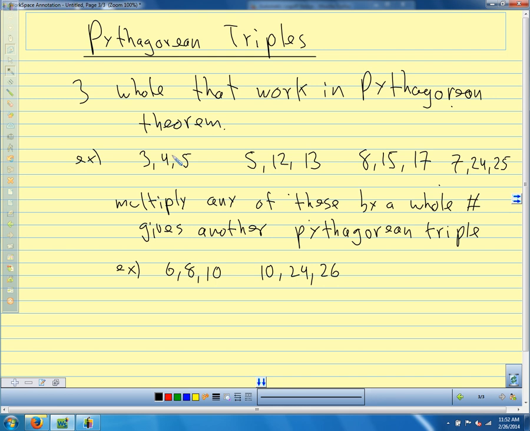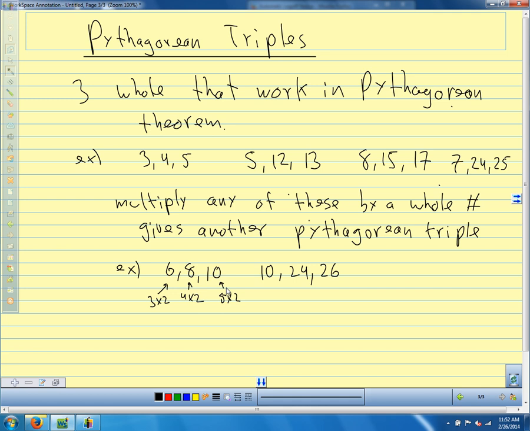Wait, so these are the sides of triangles? Sides of right triangles. If these were sides of a triangle, it would be a right triangle. This is 3 times 2, 4 times 2, and 5 times 2. Can we do any number? Any whole number. 3 times 12. Yep. And that would give us another set of sides of a right triangle.